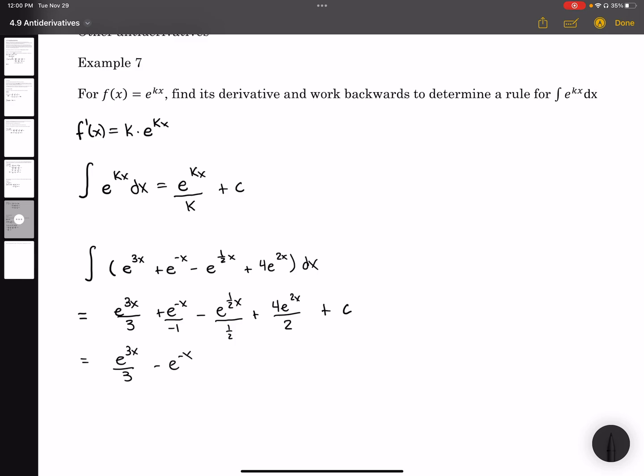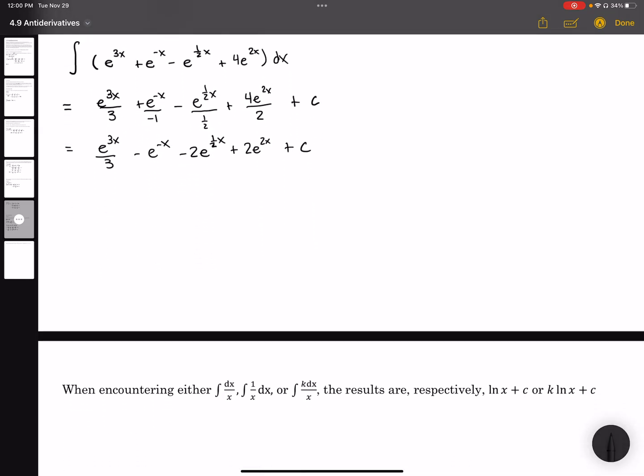If we fully simplify, it's going to give us e to the 3x divided by 3 minus e to the negative x. Dividing by one half is the same as multiplying by 2, so minus 2e to the 1/2 x plus 2e to the 2x plus c. So that's for the exponential function.